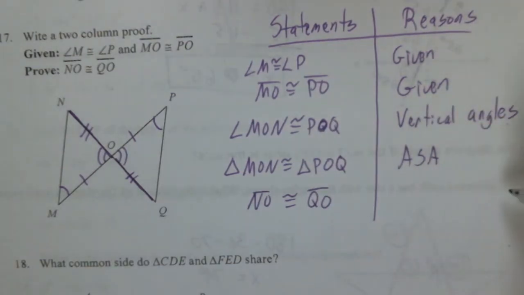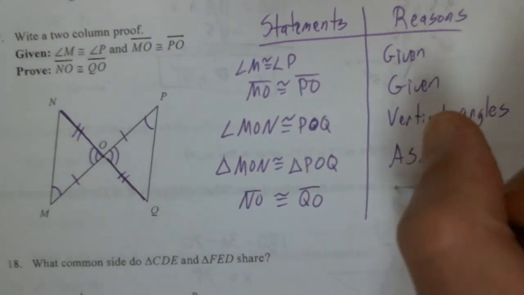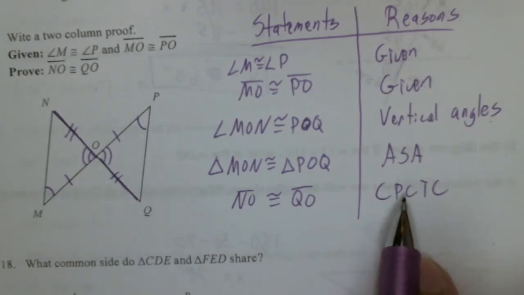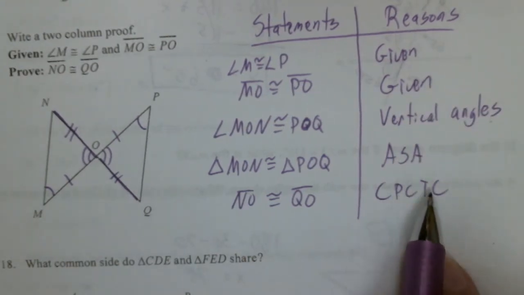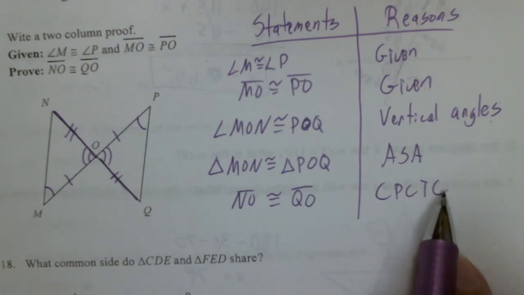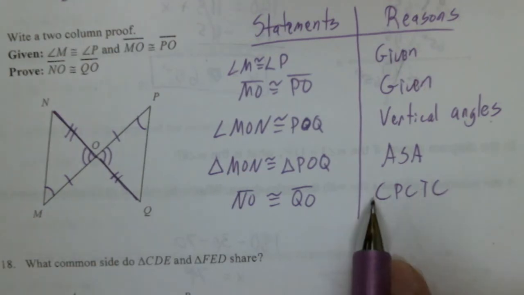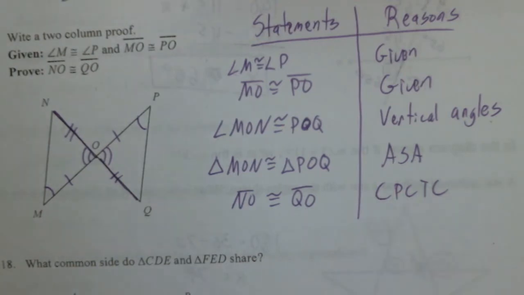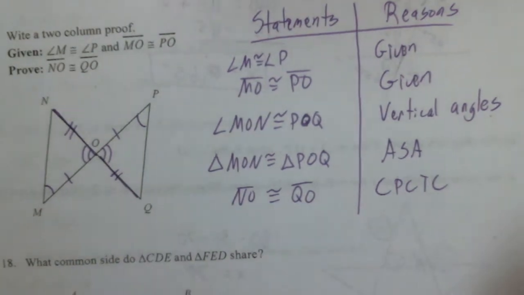Okay, I can't write twins. How do we say twins? We say CPCTC. Corresponding parts of congruent twins are congruent. That's not twins, that's triangles. Corresponding parts of congruent triangles are congruent, but I use the same analogy with twins. Okay, hopefully that makes sense to you.